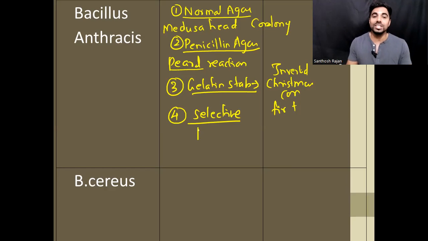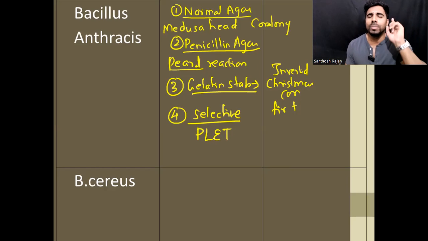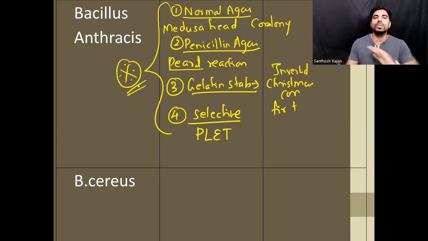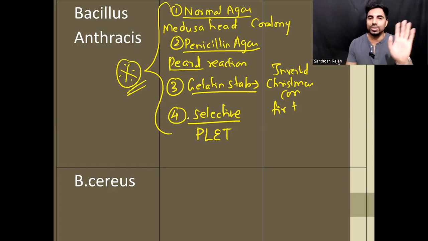And he's the pilot. That means the selective media is PLET media. You don't need to know all the things, because that is polymyxin, lysozyme, EDTA, thallous acetate. You don't remember all those names. Pilot and Maddie means McFadden reaction. McFadden is Maddie's boyfriend, for whom? Andrea, anthrax. Very simple. You can expect a definite question, 100%. These are 100% questions, not even 99%, from here.